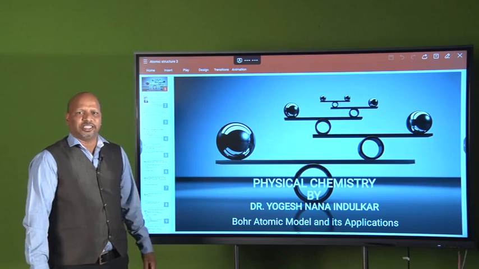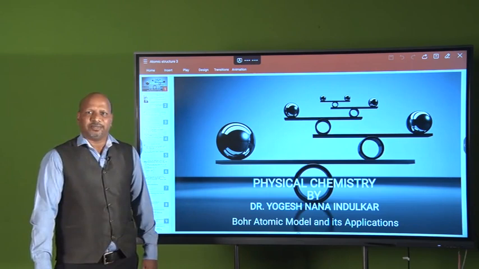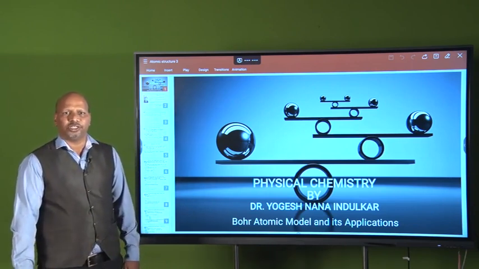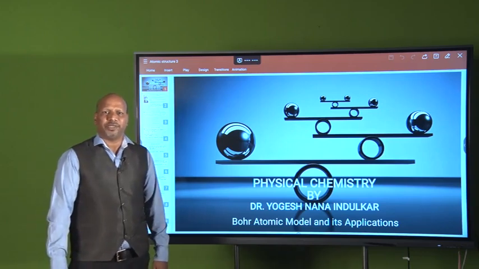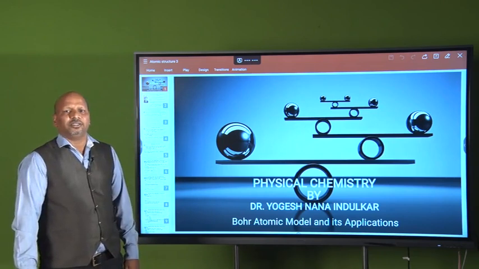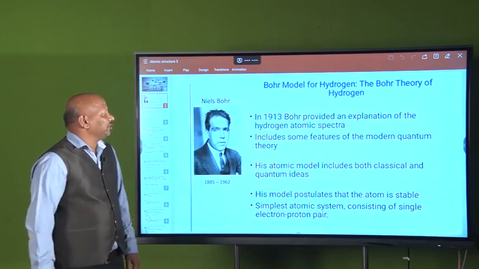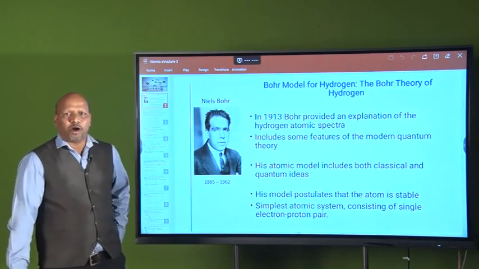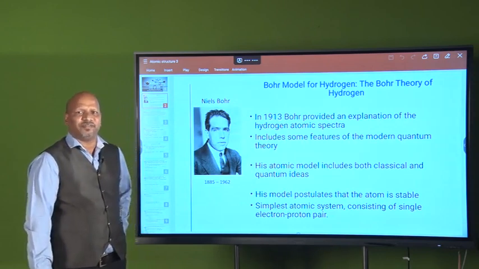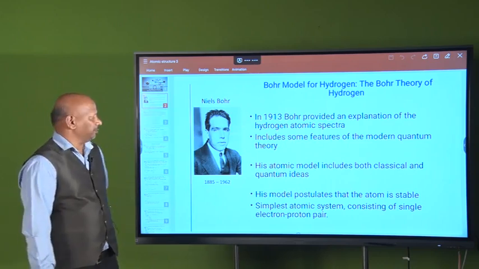Now, in this lecture, we will learn a concept from physical chemistry, that is the Bohr Atomic Model. This model is crucial to learn atomic structure, and it is used for quantum mechanics. So, let's start. We know this model is based on the hydrogen atom, and it was first proposed by Niels Bohr in 1913.